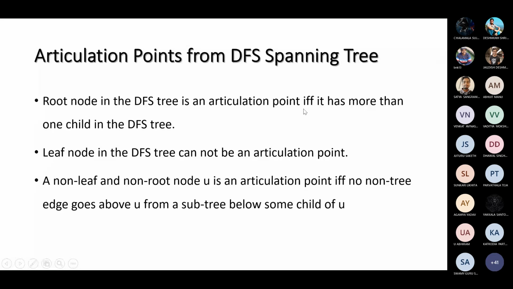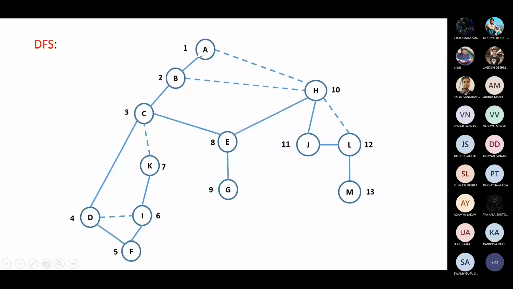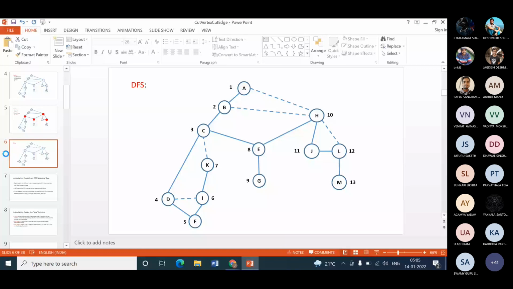Here look, the root node has only one child in the DFS tree. This is the DFS tree, like A, B, C. So if I draw it, now this is the tree. So this is the root node of the DFS tree. It has only a single child. Okay. So it cannot be an articulation point. This is the first observation.